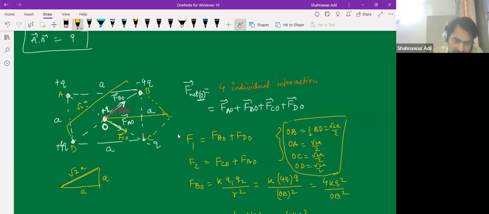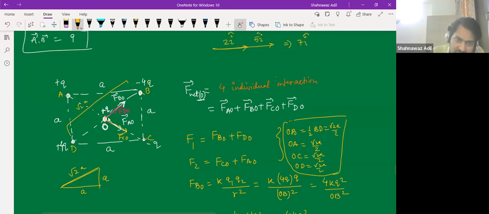Any doubt in this question? There were numerous things to calculate, but did you understand this part? Did you understand? Yes, sir. So all we have to do is write all the forces. Whenever we have, let's say, two vectors, one is 2i and another vector is 5i, what would be the resultant? 7i, right?